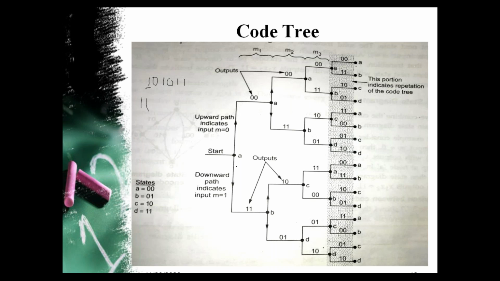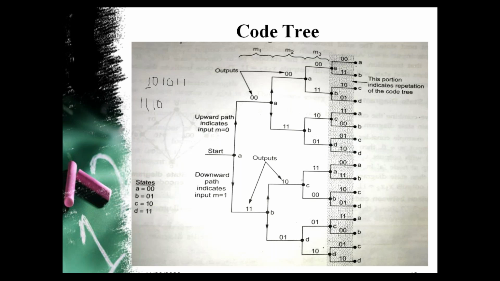Then in that state, the present state is A, the input bit is 1, and the next state will be B. Therefore, we will have to take this state here for the next bit. Then B is the present state now. Then 0 is the input bit. Therefore, we will have to take this path. Therefore, the next 2 bits will be 1 0. Okay, then the present state was B and the input bit was 0, then the next state will be C.